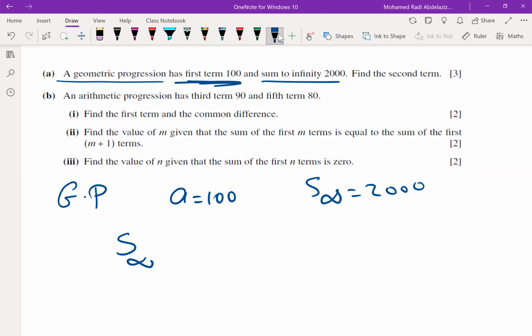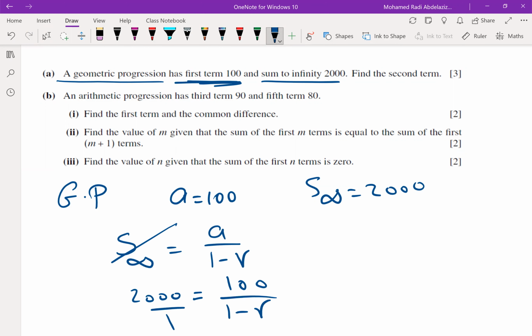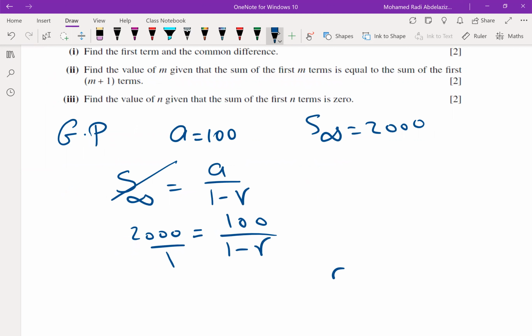Write the equation of sum to infinity, which is a over 1 minus r. Sum to infinity is 2000, first term is 100, over 1 minus r. Cross multiply and solve the equation to get the value of r. You can divide both sides by 100 before cross multiplication, then expand and simplify. You will get the value of r, which is 19 over 20.